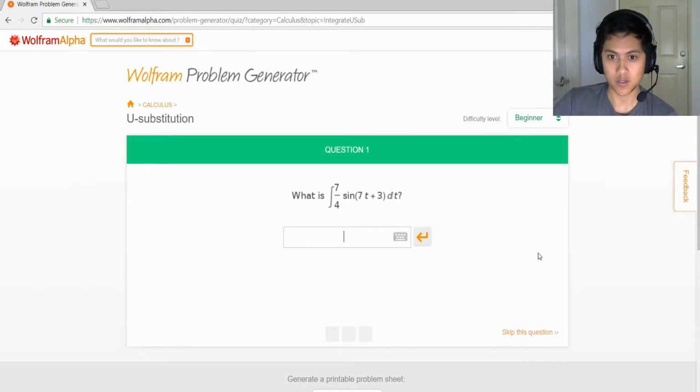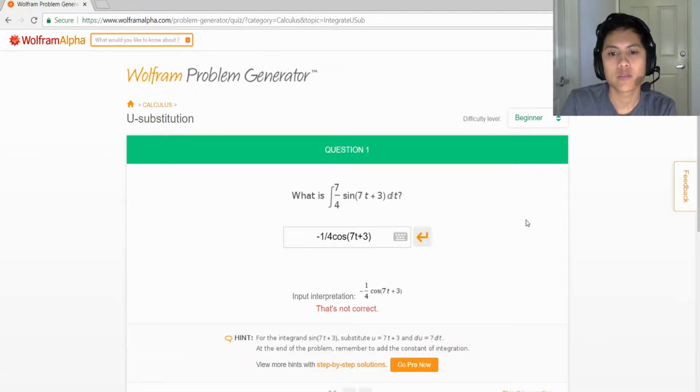7/4 sine 7t. Okay, so 1 over 7, 1 over 4. So I'll have 1 over 4 cosine of 7t plus 3. Negative. So it's negative 1 over 4 cosine of 7t plus 3 plus a constant. But I don't think they make us write constants, right? Just doing that in my head. That seems reasonable, right? What? Okay. Am I just not doing it right?